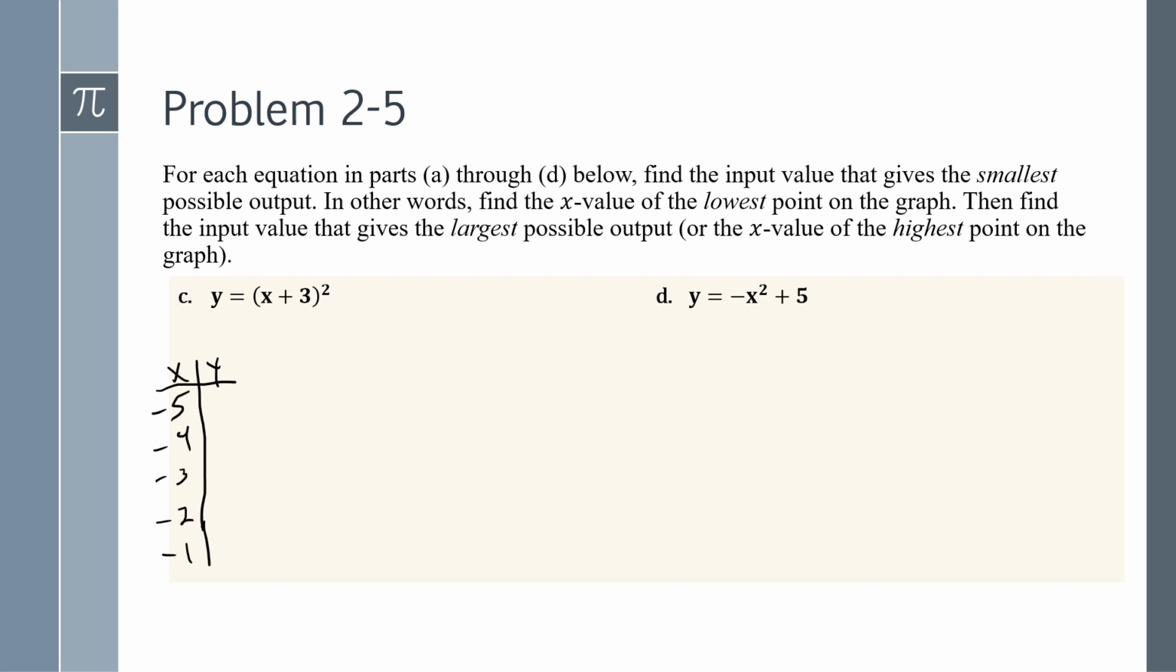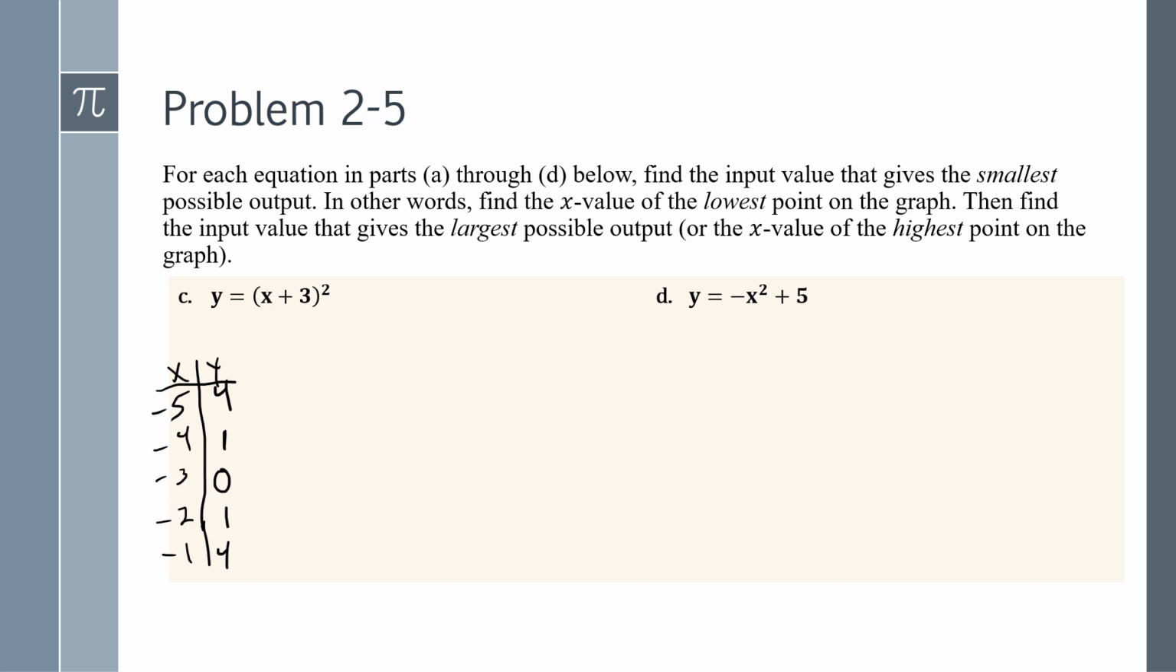So -5 plus 3 is -2 squared is 4. -4 plus 3 is -1 squared is 1. -3 plus 3 is 0 squared, 0. -2 plus 3 is 1 squared is 1. -1 plus 3 is 2 squared is 4. So you can see the symmetry.